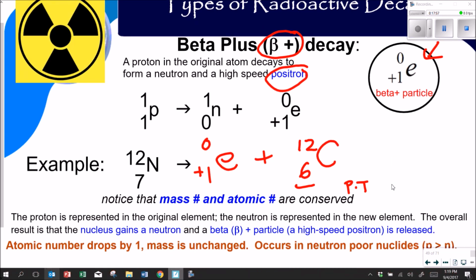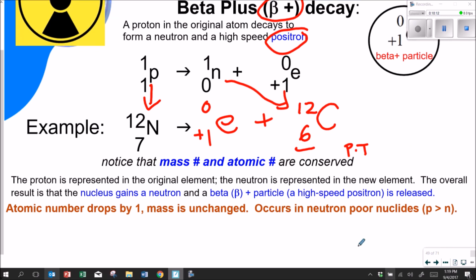So the proton this time is represented in the original element, the neutron in the new element, and the overall result is that the nucleus gains a neutron and a beta plus particle or high-speed positron is released. This type of decay occurs in neutron-poor nuclides, which means there are more protons than neutrons, and a proton becomes a neutron.